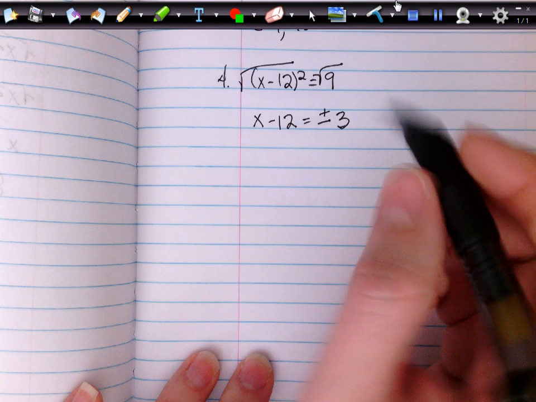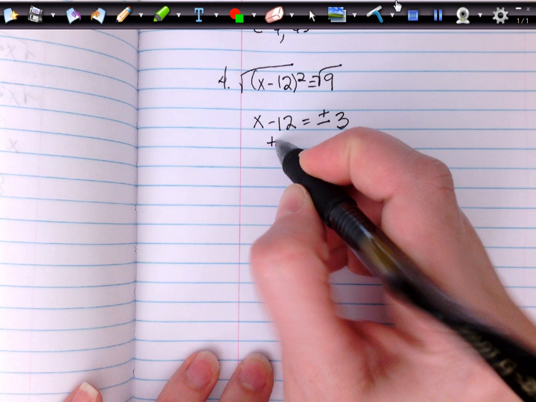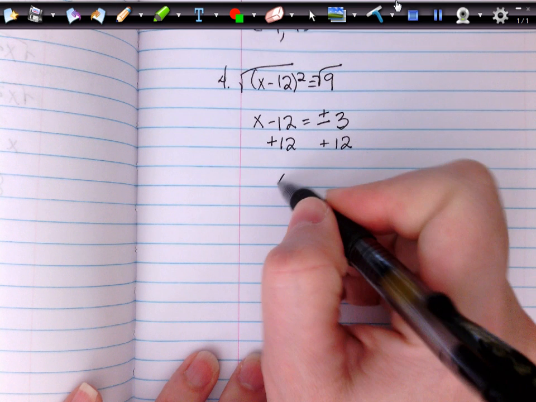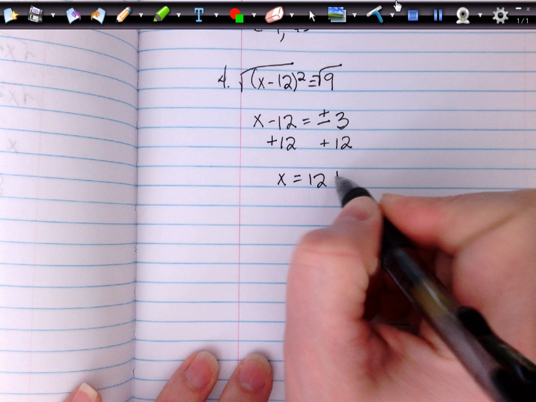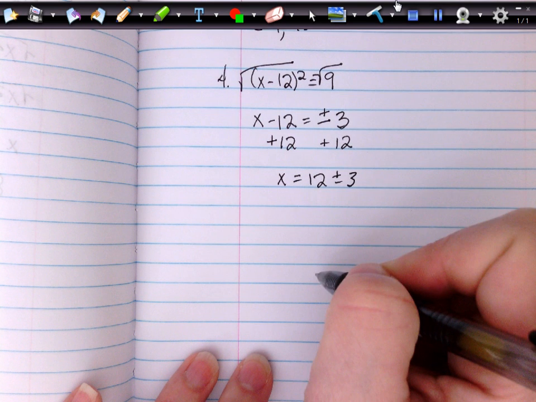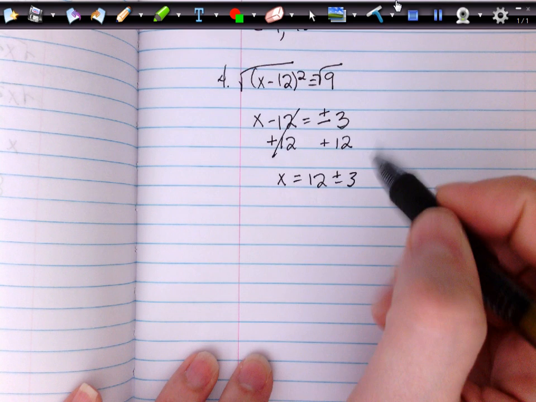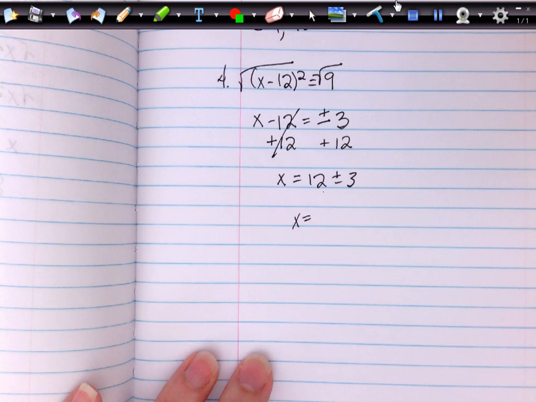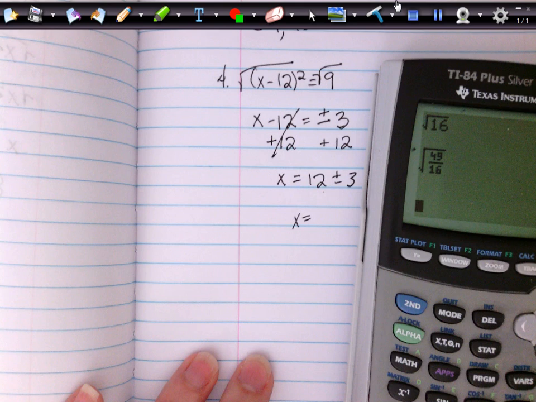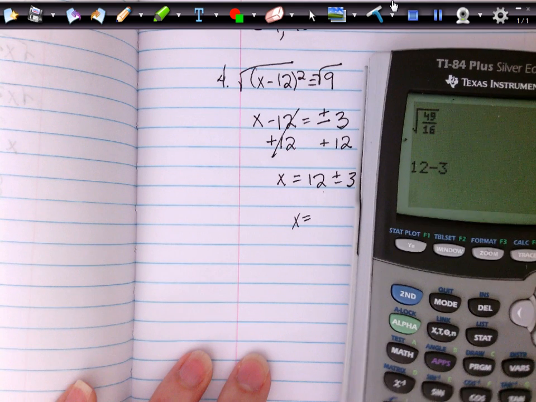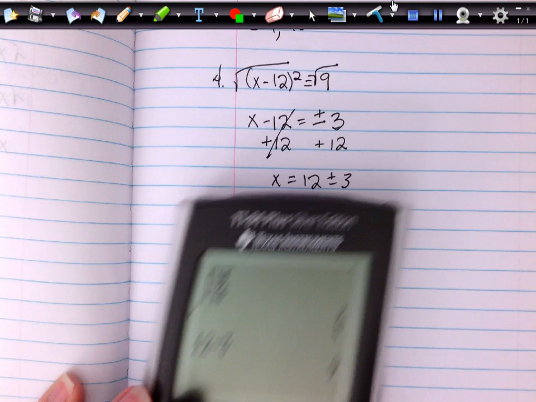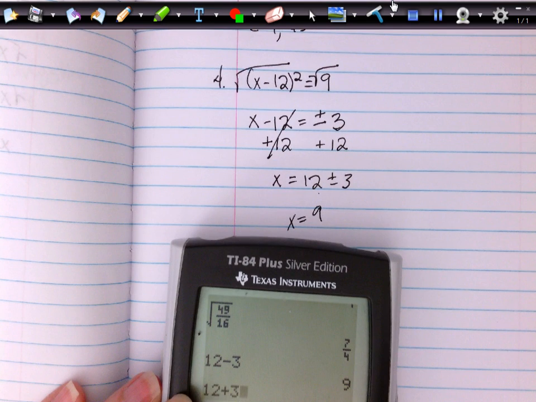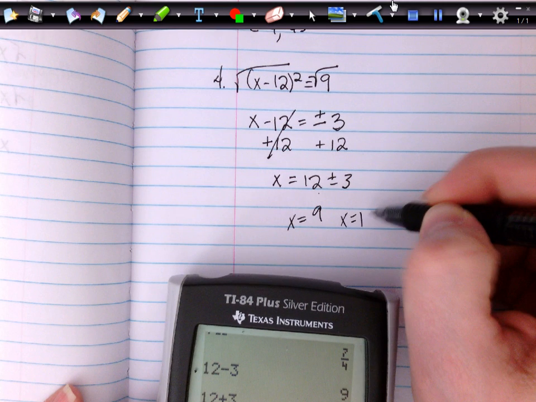So I can do this 2 different ways, but I'm going to choose to do it this way. I'm going to go ahead and add my 12 on both sides. And that's going to give me x equals 12 plus or minus 3. This cancels. And here I have x equals 12 minus 3. That's going to give me 9. And 12 plus 3 is going to give me 15.